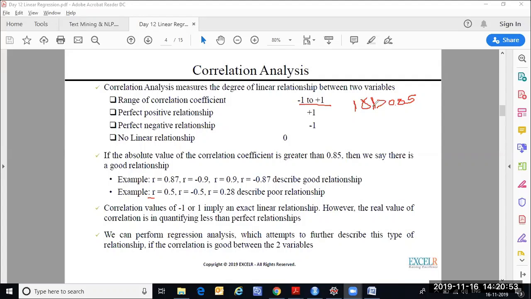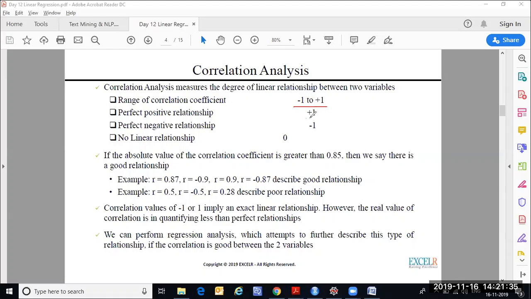When the mod of r is greater than 0.85, you call that a strong relationship. If it is between 0.5 and 0.85, then you call that a moderate correlation, a moderate relationship. If it is less than 0.5, then call that a weak relationship. The correlation coefficient is represented by small r. It takes values in the range of -1 to +1.